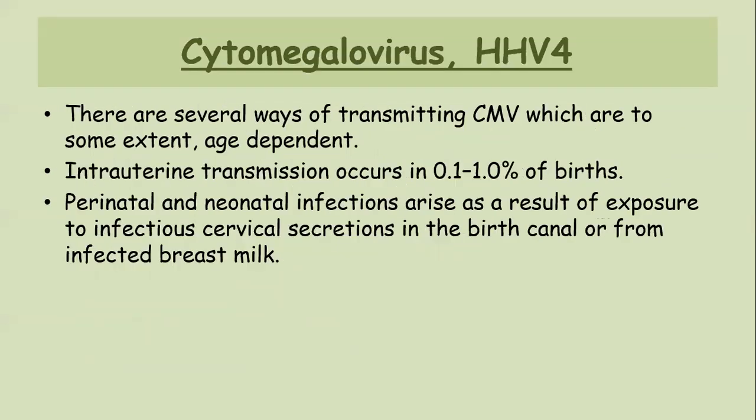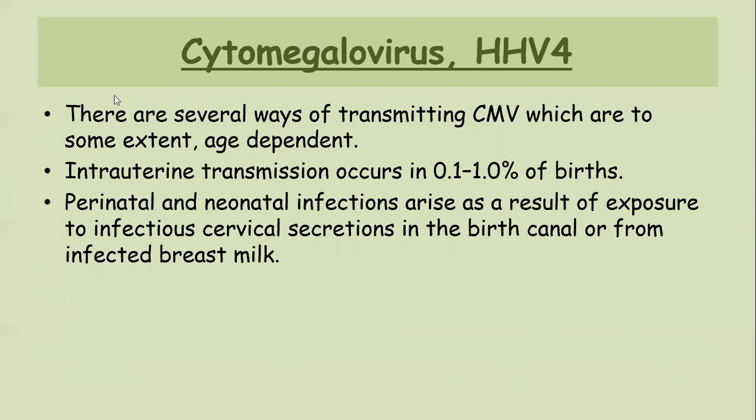Then the human herpes virus 5 or cytomegalovirus. There are several ways of transmission of cytomegalovirus, which varies with age. The intrauterine transmission occurs in 0.1 to 1% of births. Perinatal or neonatal infection arises as a result of exposure to infectious cervical secretions in the birth canal or from the infected breast milk.